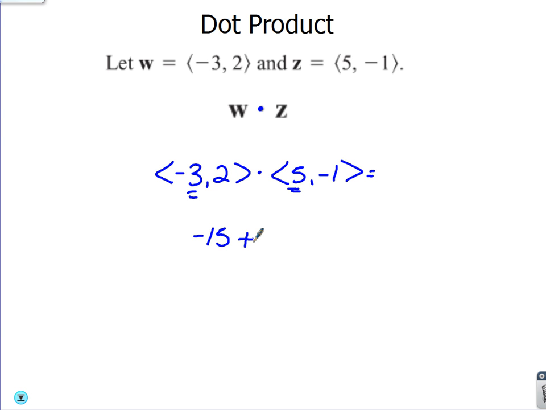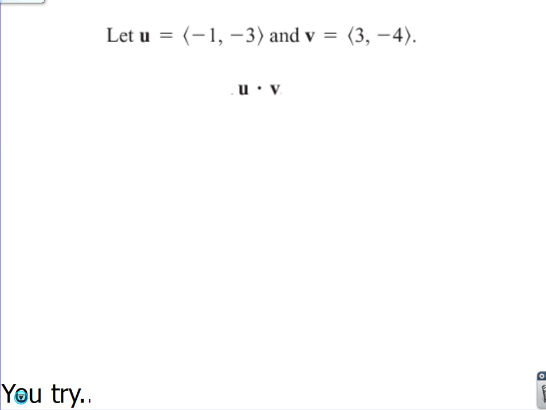Plus. Take your second two components, 2 and negative 1, multiply them together. The dot product of two vectors is a number. The dot product of these two vectors is negative 17. Find the dot product of those.